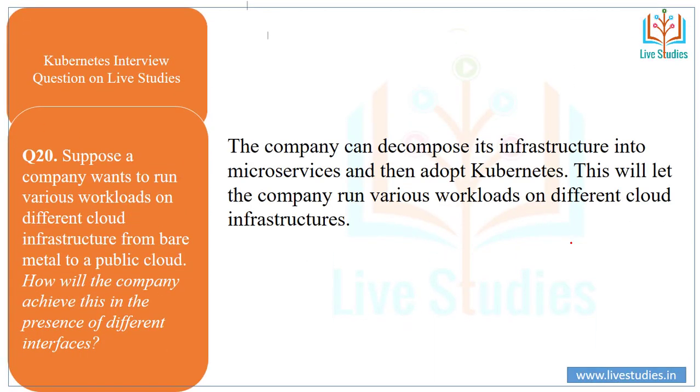So with such a setup running, the company can give the handouts to all the customers having various environments. Scenario: suppose a company wants to run various workloads on different cloud infrastructure, from bare metal to a public cloud. So the question is, how will the company achieve this in the presence of different interfaces? The company can decompose its infrastructure into microservices and then adopt Kubernetes. This will let the company run various workloads on different cloud infrastructure.